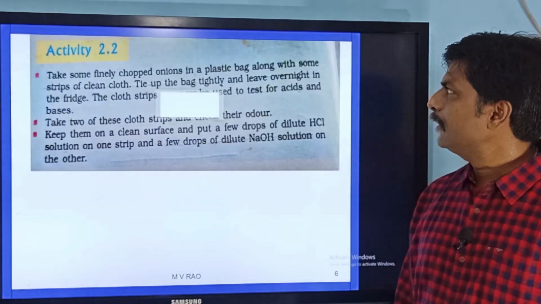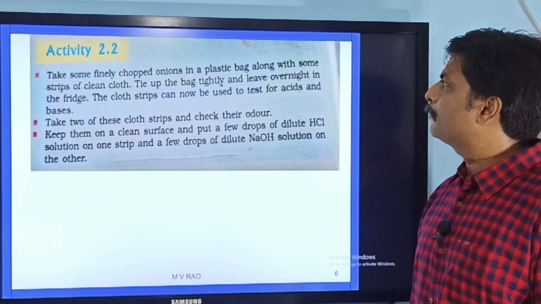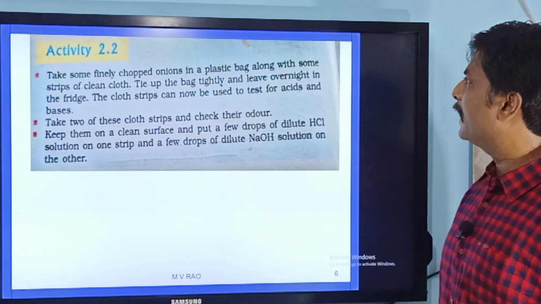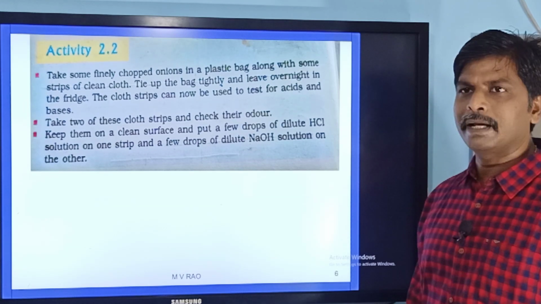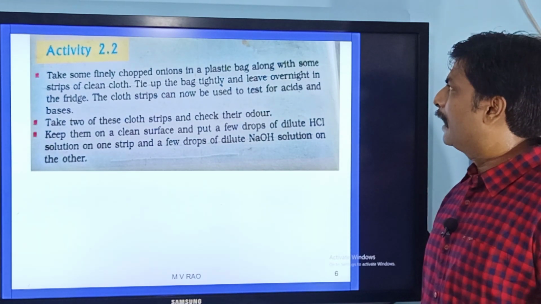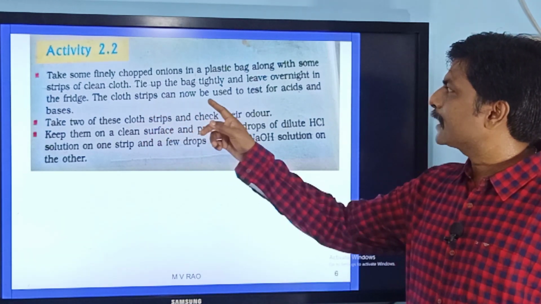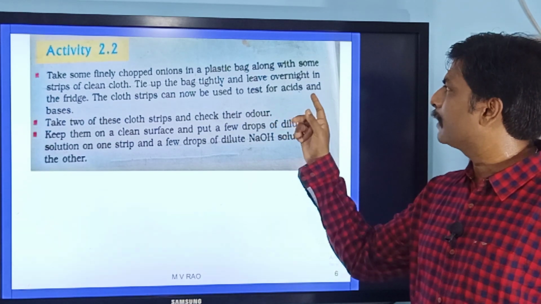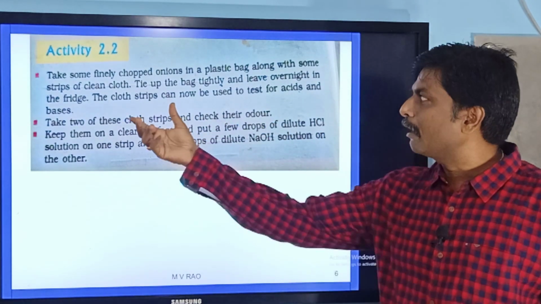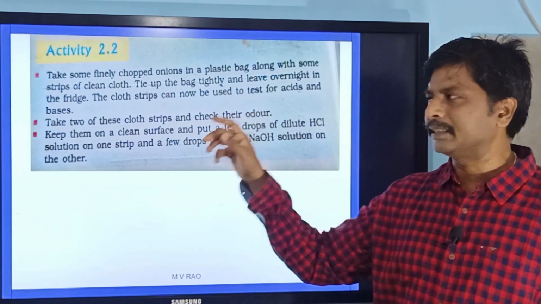Activity 2.2. Take some finely chopped onions in a plastic bag along with some strips of clean cloth. Tie up the bag tightly and leave overnight in the fridge. The cloth strips can now be used to test for acids and bases.